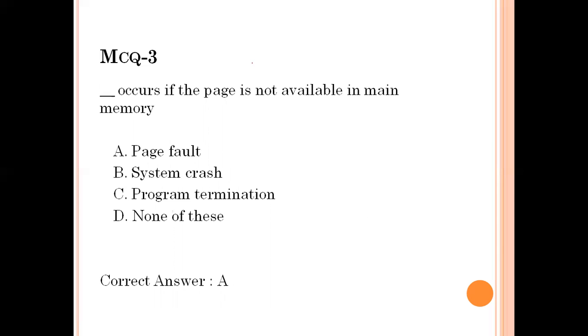Dash occurs when the page is not available in the main memory. During execution, the processor looks for the page in the physical memory. If it is there, its status is Y. If the page is not available in the physical memory, it sends an interrupt. That interrupt we call a page fault. The correct answer is A.